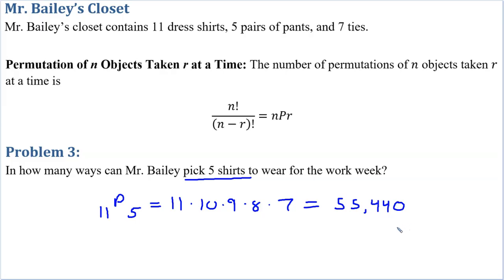Which we'd expect to be less than we had for our last problem, just because we're not arranging those last 6 shirts. We're only worried about the first 5.